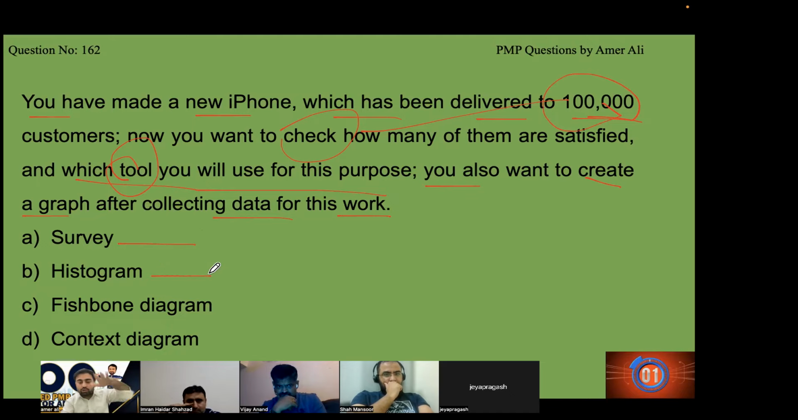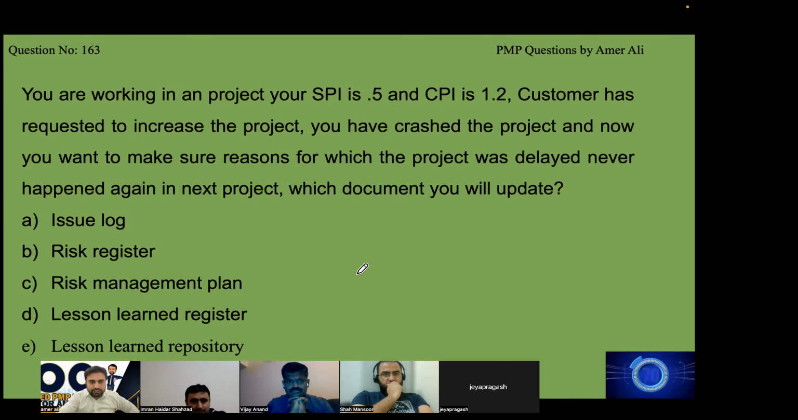Histogram is used to show graph, but we are looking for the tool used to collect data, not to show the graph or frequency distribution. If we wanted to see in which area more people are buying or which area people are more satisfied, we should have used histogram. But here we will use survey. Fishbone diagram? No, we are not working root cause analysis. Context diagram? No. Context diagram shows linkage of that. A is the right answer. Okay, good. Next question.